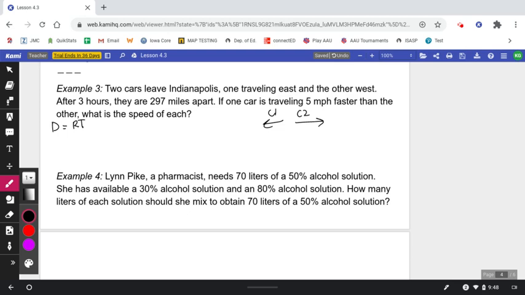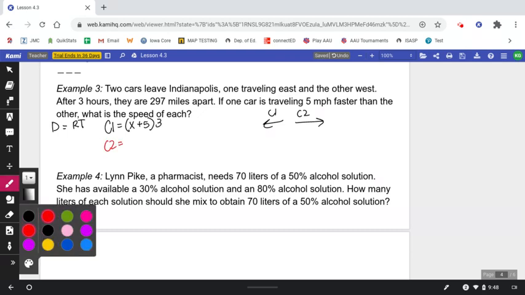So I'm going to need the rate and the time for each of my cars. For car 1, my rate is 5 miles per hour faster than the other. So for car 1, my rate is the other car, which I don't know, so I'm going to put x, and 5 miles per hour faster, so plus 5. And times my time, which is 3. Car 2, however, is just rate. It is just x, we said, and its time is also times 3.